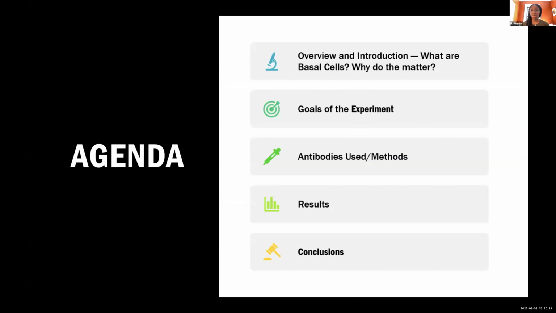So first, I want to start off and talk a little bit about what basal cells are and why they're important, as they're the main focus of our project. Then I want to go into a little bit about the goals of our experiment and talk more about how we achieve those goals, the methods we use and the antibodies we use. Lastly, I'll talk about the results and our conclusions that we got from the summer.